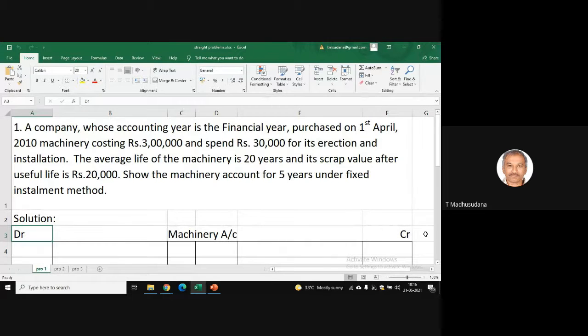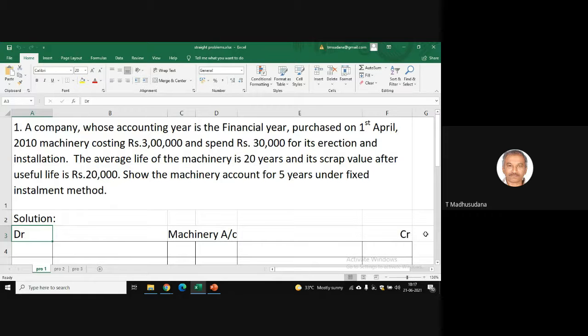For 5 years under fixed installment method. Under fixed installment method, we have to calculate the annual depreciation, and we have to show the machinery account every year by showing depreciation and deducting depreciation. How the machinery account will appear in the books of account, that is to be done.